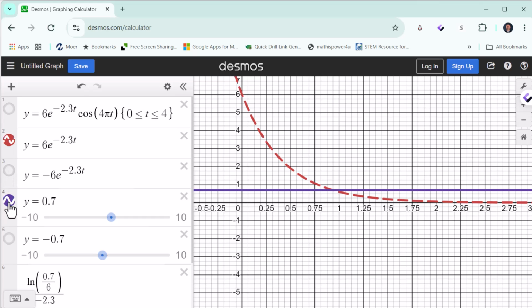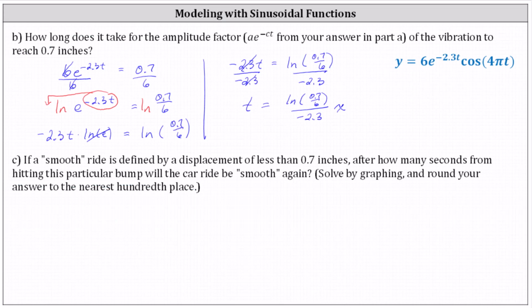Notice the point of intersection does have an x value of approximately 0.93, which means our answer is 0.93 seconds.